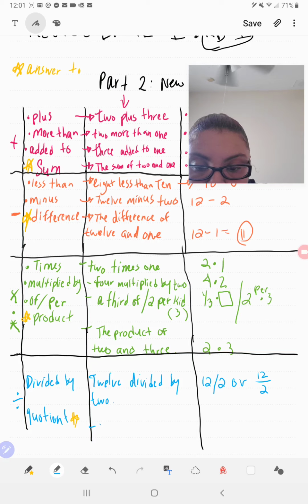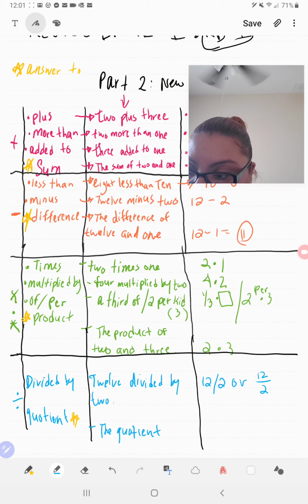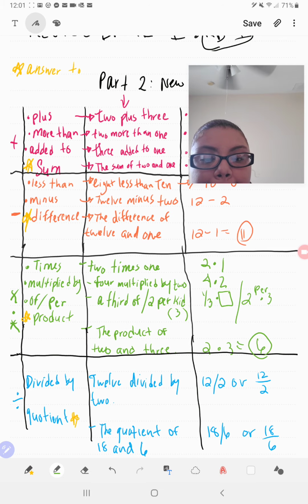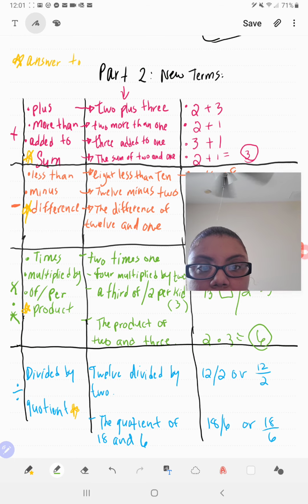And the quotient of 18 and 6. Oops, I wrote it in. It's fine. So 18 divided by 6, or 18 over 6. For this one, I didn't put the product. The product is 6. Okay, so that's it for the chart.